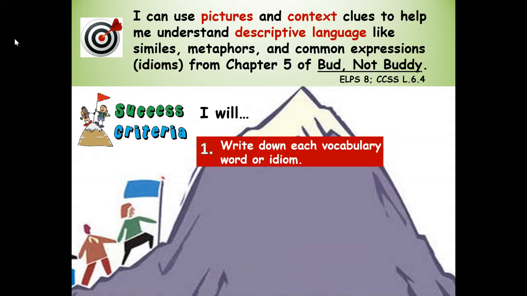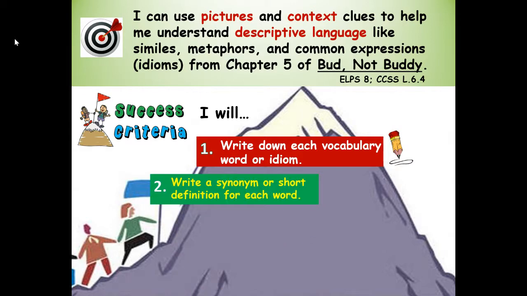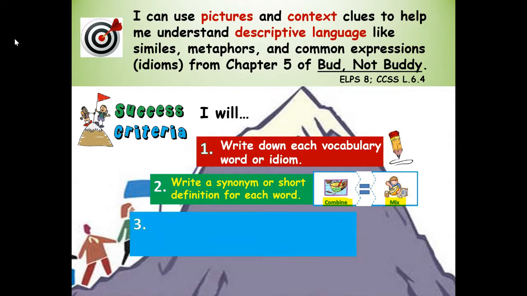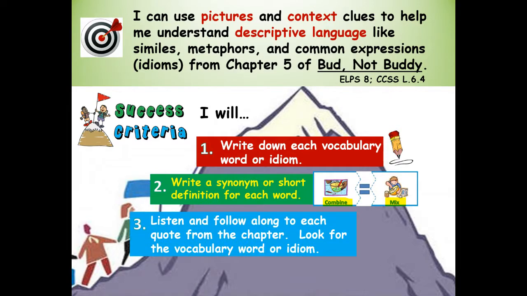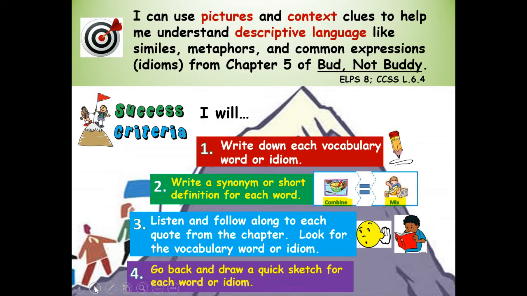I will, number 1, write down each vocabulary word or idiom. 2, write a synonym or short definition for each word. 3, listen and follow along to each quote from the chapter and look for the vocabulary word or idiom that I've highlighted. And then 4, go back and draw a quick sketch or picture for each word or any idiom so that you can remember it better.